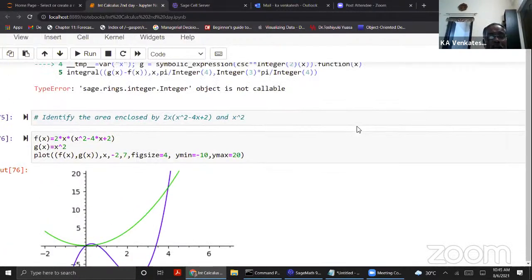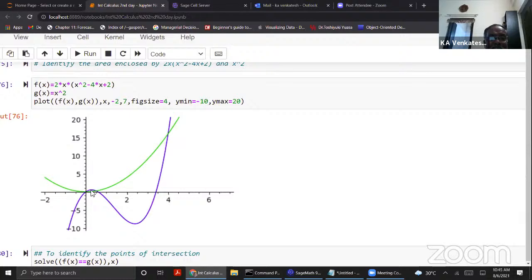Why do you want to do that? Because when you want to talk about the area, which is the topmost one, the lower one, and the points of intersection, we have to calculate all those things. When you draw it here, there is a small area that lies here also, and this area also. So we need this too. So we have to calculate this one.